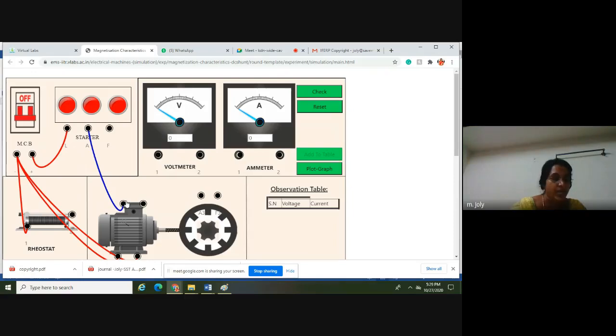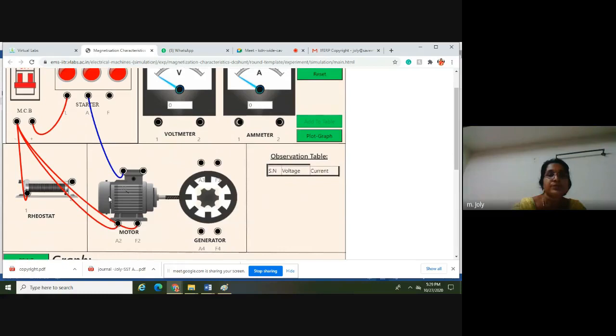Then starter F2 to rheostat 2. So starter F you have to click, and rheostat 2 terminal you have to connect. Then rheostat 1 to motor F1. From this rheostat 1 again you have to connect to motor F1.